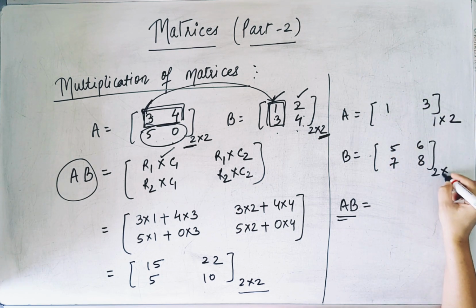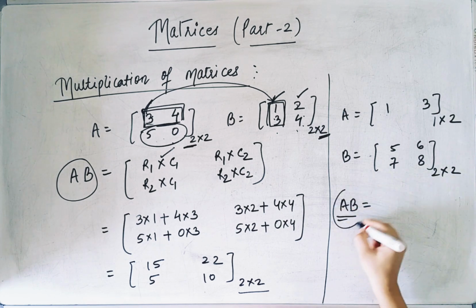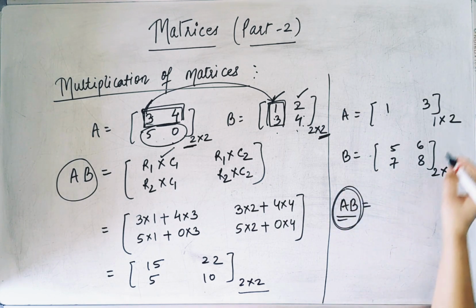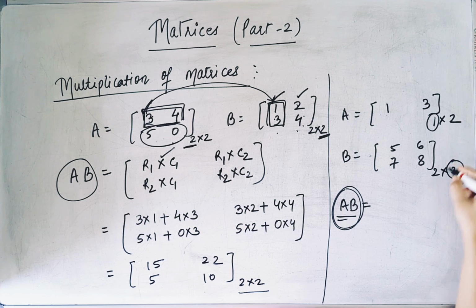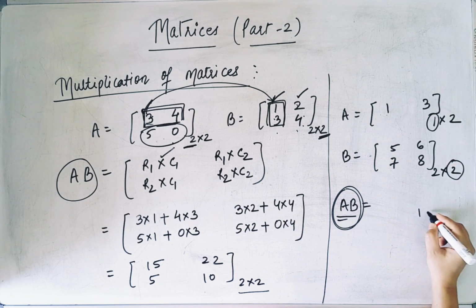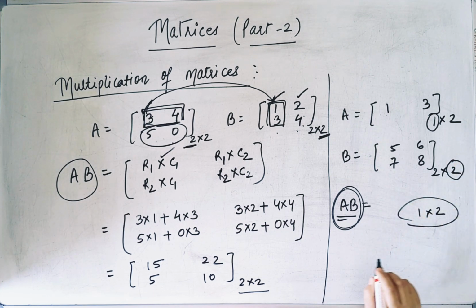इसका order क्या है? 2 into 2. That means जो AB matrix आएगी उसका order क्या होगा? Row into column. That order will be 1 into 2. Without calculation we can find out the order of the multiplicated matrix.